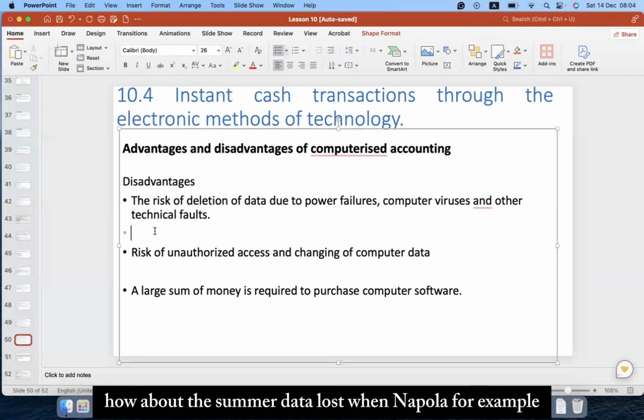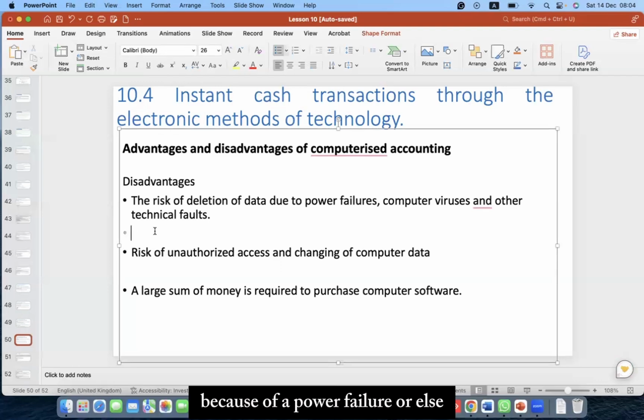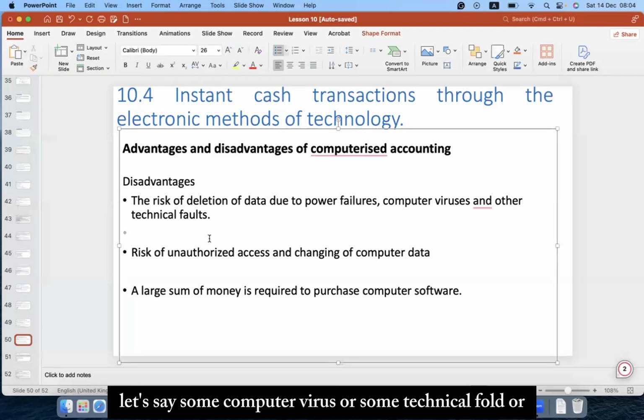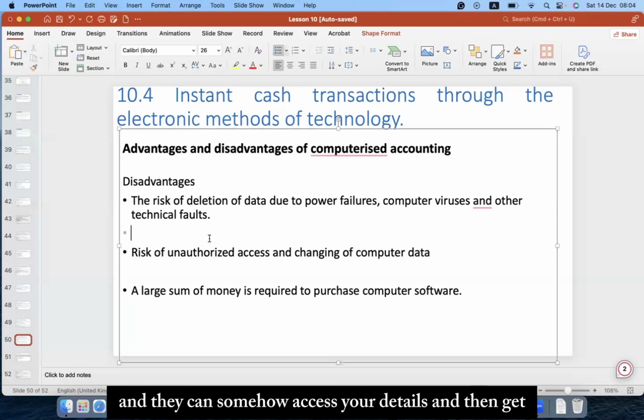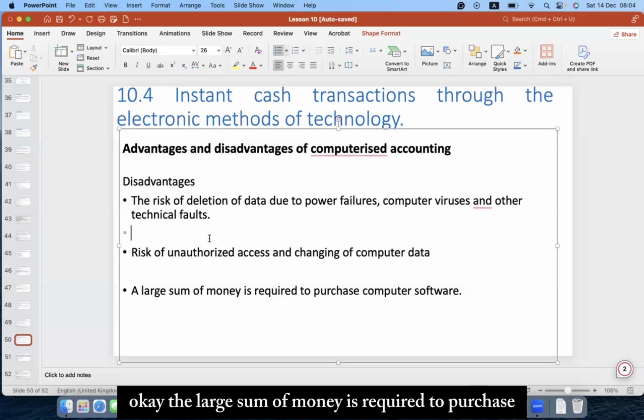For example, because of a power failure, or let's say some computer virus or some technical fault. Sometimes unauthorized access can happen. For example, let's say you are company number one and company number two is a competitor, and they can somehow access your details and get the accounting and the secrets of your business. Then a large sum of money is required to purchase the computer software.